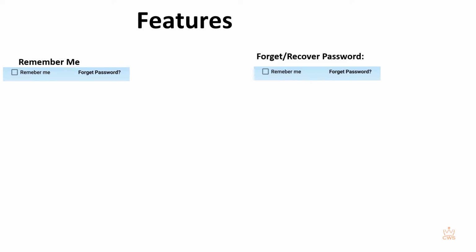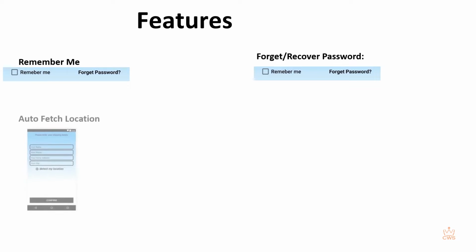The second feature is Forget or Recover Password. If the user forgets his password, or wants to reset his password, or wants to recover his old password, he can simply recover his password by clicking on Recover Password, and the recover password will simply request you to add your registered mobile number and your registered email ID. After filling the correct details, the user will be able to recover his password.